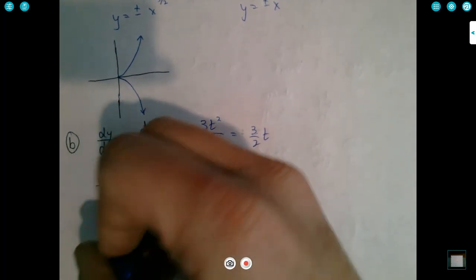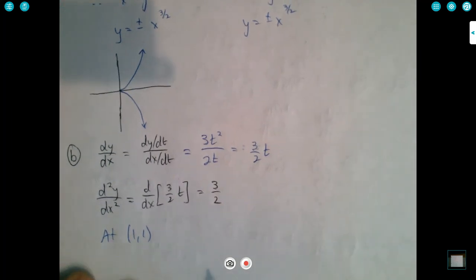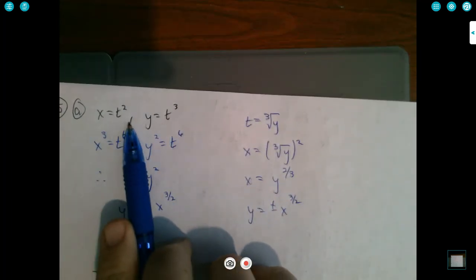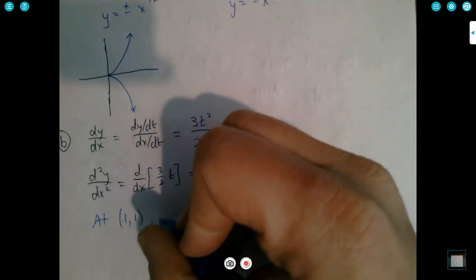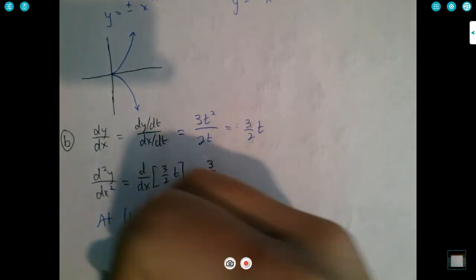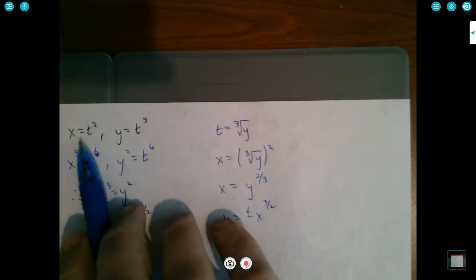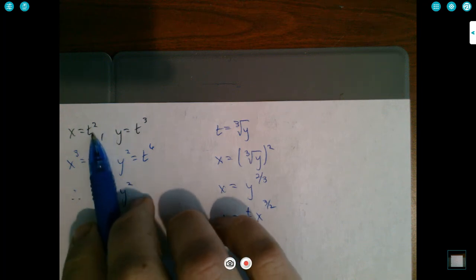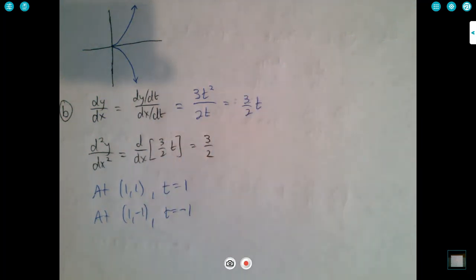So at (1, 1), if we look back at our original parametric functions, x equals t squared, y equals t cubed, when t equals 1, you get x equals 1 and y equals 1. So at (1, 1), t clearly equals 1. And at (1, -1), if you plug in -1, -1 squared is +1, -1 cubed is -1. So t should be -1. Okay?